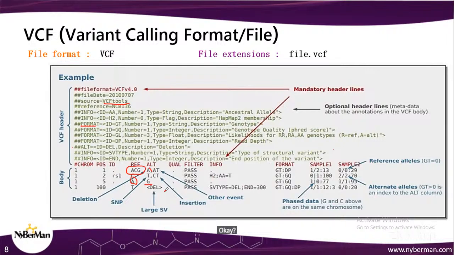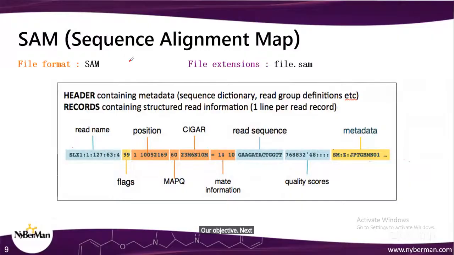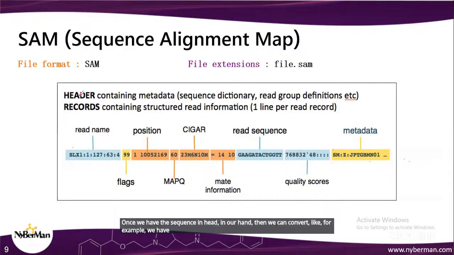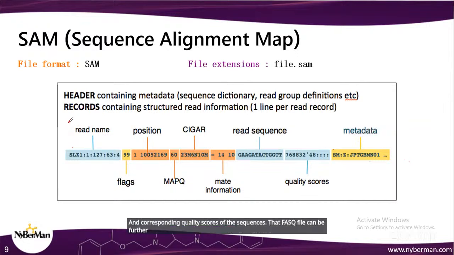Okay, so this data is also coming from your sequencing data, and we may use this in any type of analysis based on our objective. Next is the SAM tool, which is the sequence alignment tool. Once we have the sequence in our hand, then we can convert it. For example, we have the FASTQ file, right? So the FASTQ file will have the sequence and the corresponding quality scores of the sequences. That FASTQ file can be further aligned to the reference genome.